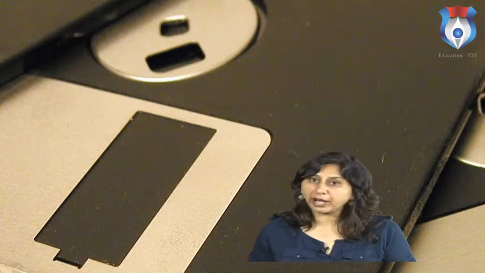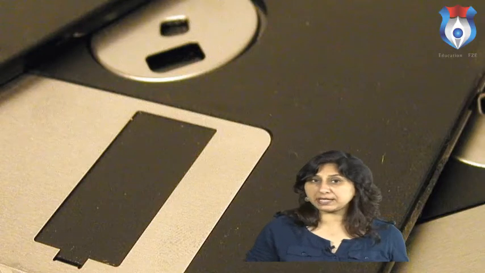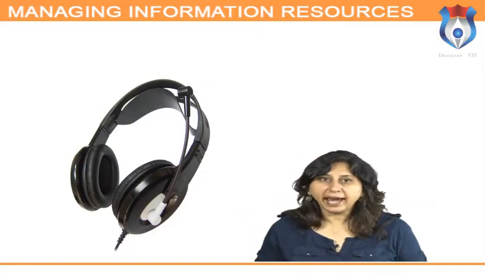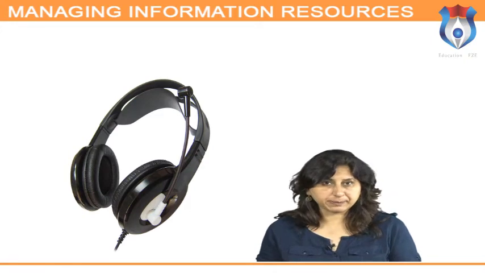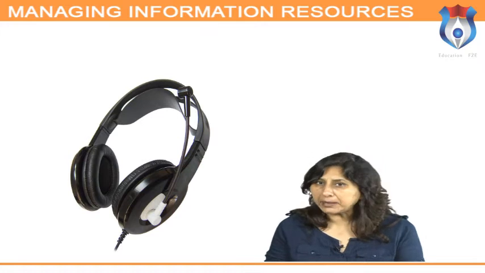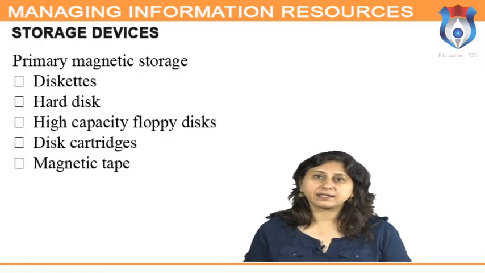Floppy disk. A floppy disk is used to record information on. The information is stored on the floppy disk and can be used later or used on another computer. Headphones. Headphones give sound output from the computer. They are similar to speakers except they are worn on the ears, so only one person can hear the output at a time. Storage devices.